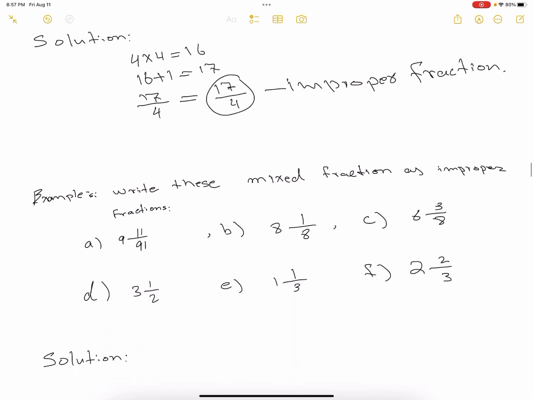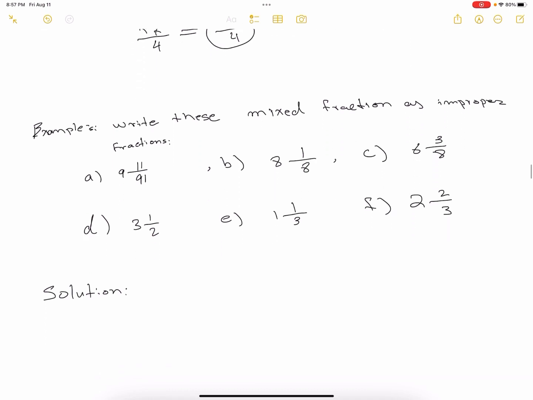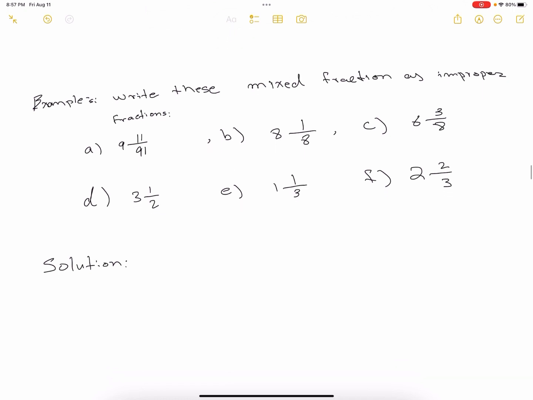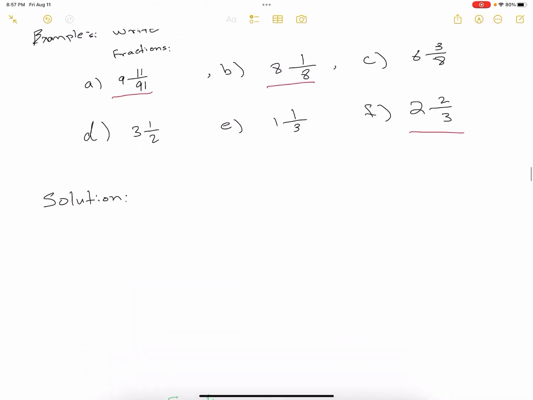Okay, move on. We have quite a few examples here. Write these mixed fractions as improper fractions. Okay, we got almost 6 of them. I'll solve A, B, and F. I'll leave the rest to you guys. Let's solve number A.